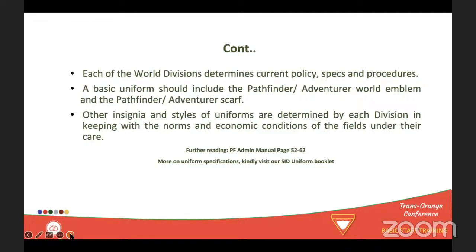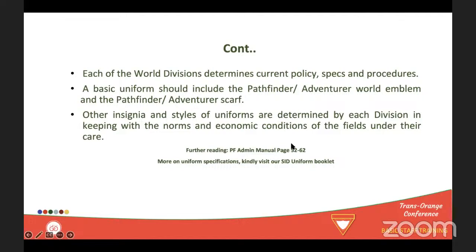As I have just stated up there on the first line, each of the world divisions determines current policy. For our own uniform, we fall under SID. For more details, you can visit the SID uniform booklet. It has the specifications on what uniform you should wear and how you should wear it, if you are not sure of anything. Also for further reading, if you are not sure where to put your badges, the Pathfinder administrative manual tells us where you should put your badges, left or right, from page 52 to page 62.